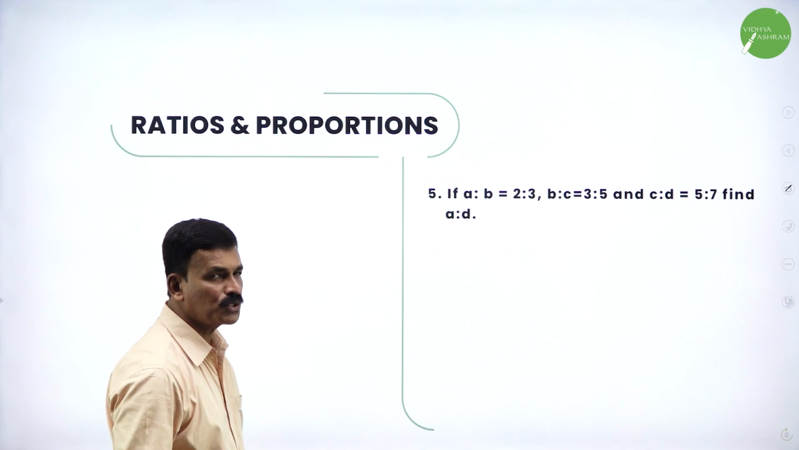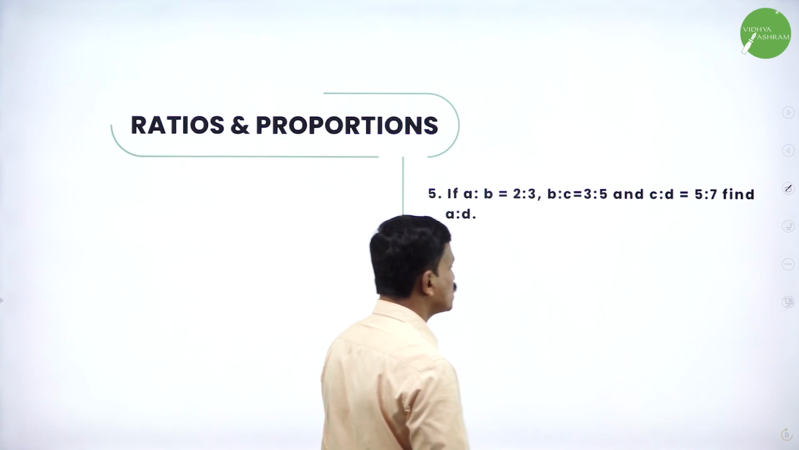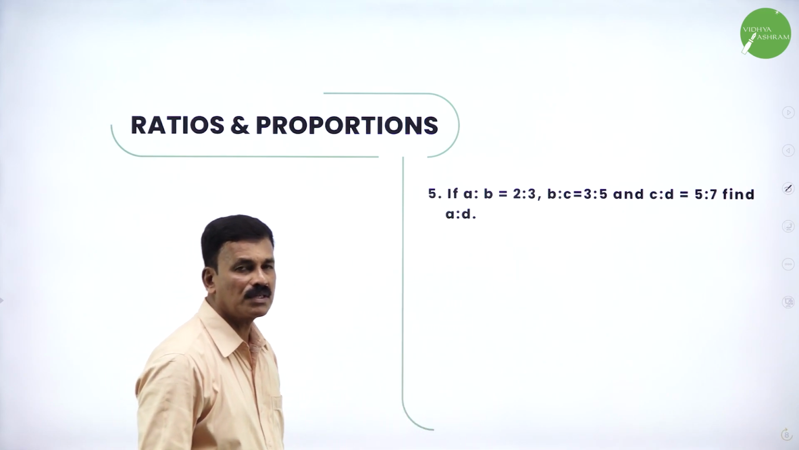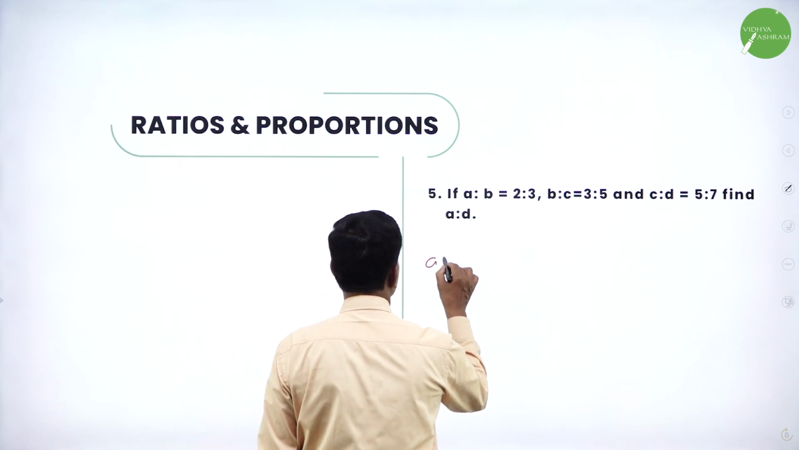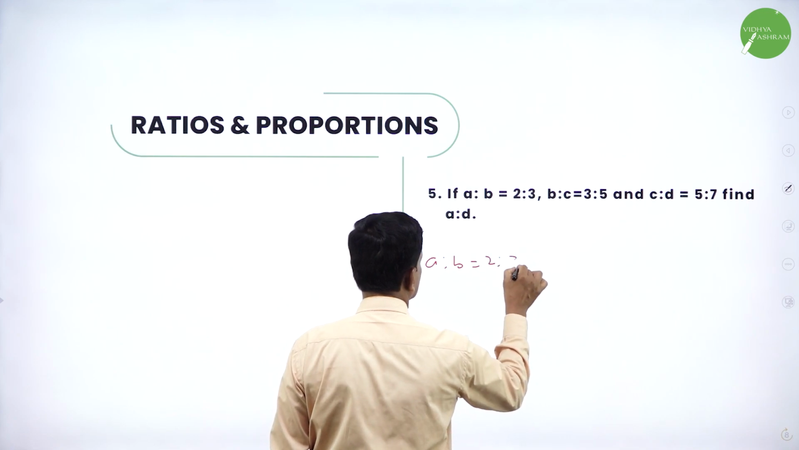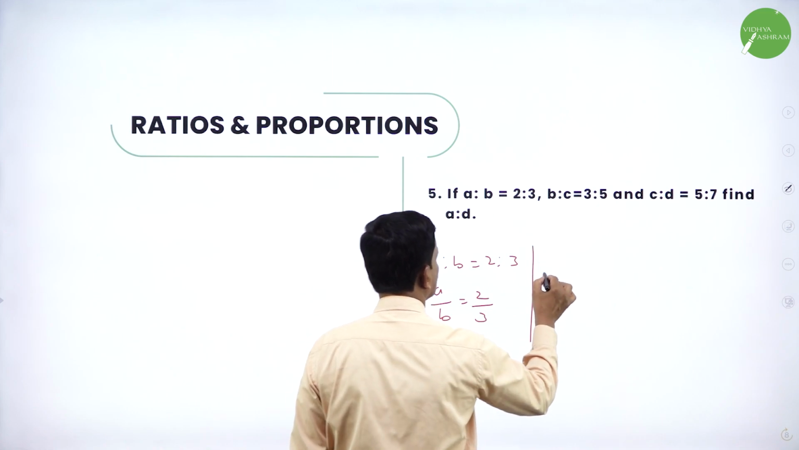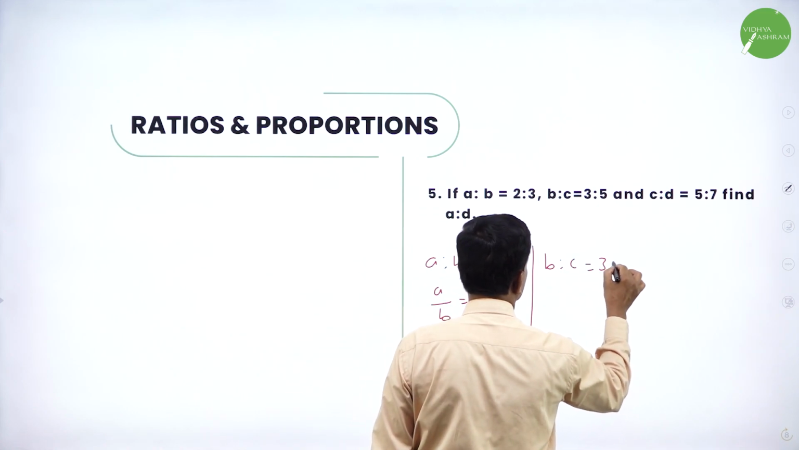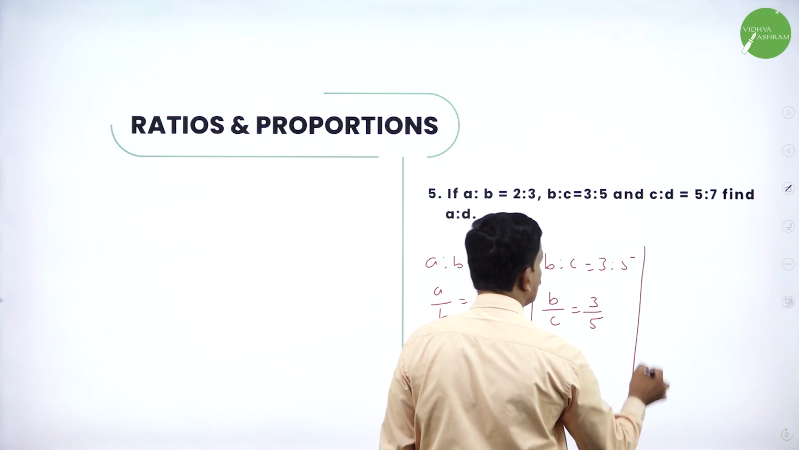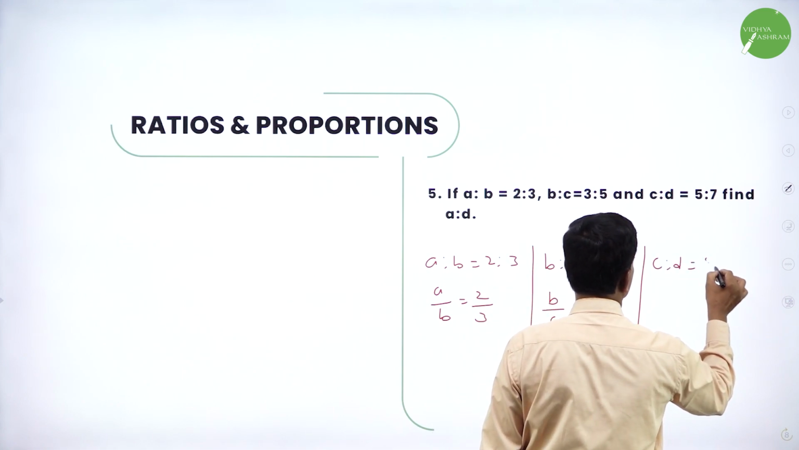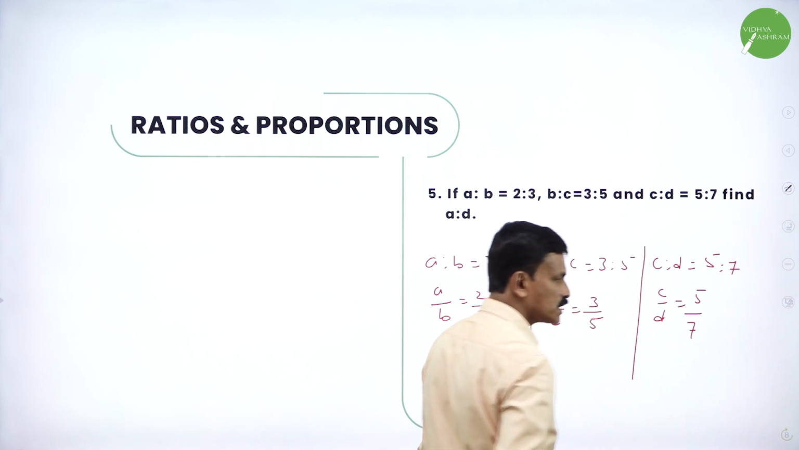If A is to B is equal to 2:3, B is to C is equal to 3:5 and C is to D is equal to 5:7, find A is to D. This is a very simple problem, the easiest problem. Now what is given? A is to B is 2:3, means A/B = 2/3. B is to C is 3:5, means B/C = 3/5. And C is to D is 5:7, means C/D = 5/7.